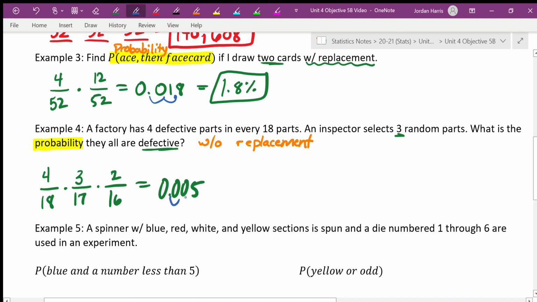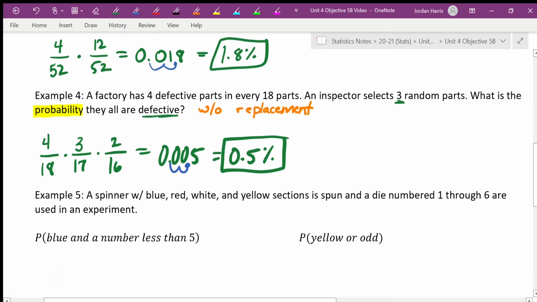Move the decimal twice to the right, and it's still 0 in front, so it's 0.5%. Very small probability. It's very unlikely that he would pick 3 defective parts.